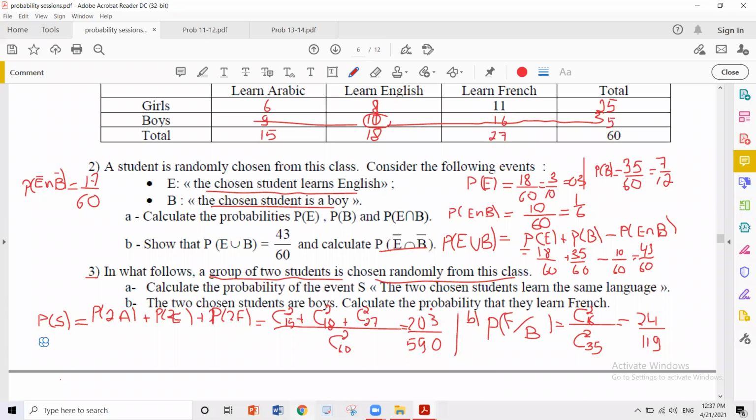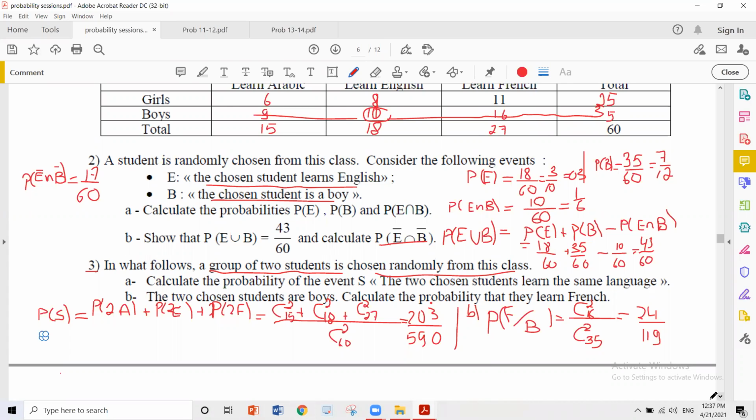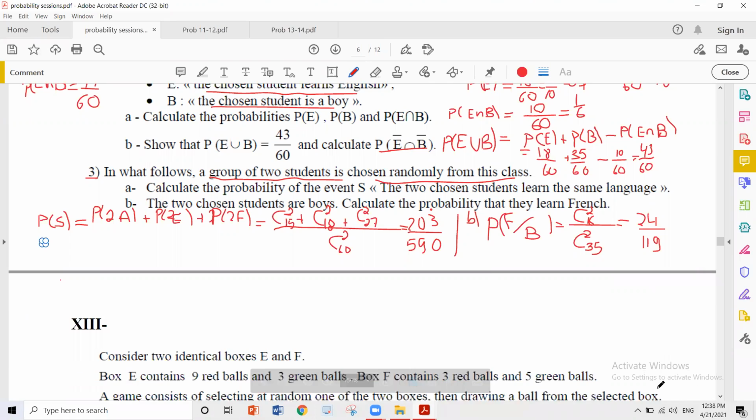And for today, please for tomorrow, solve the next exercise. Which exercise? Exercise 13. Okay, exercise 13.